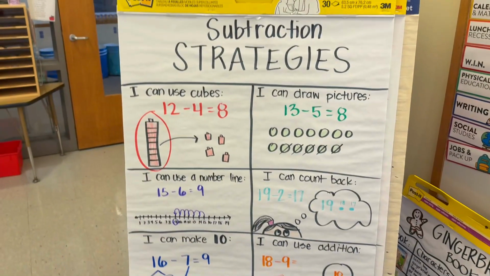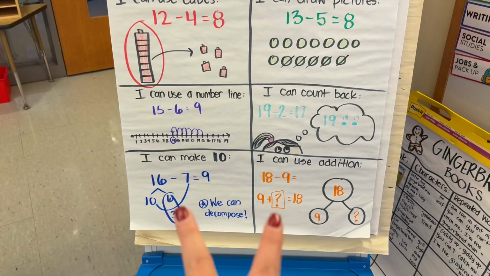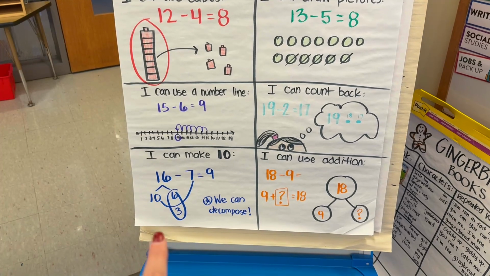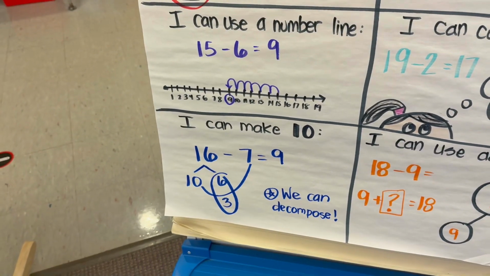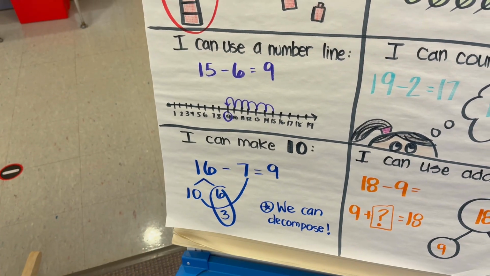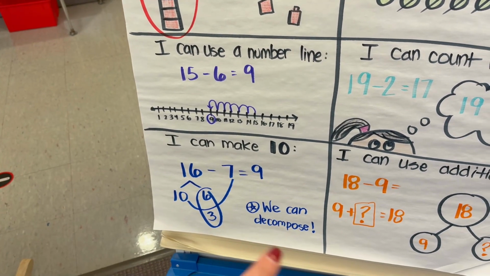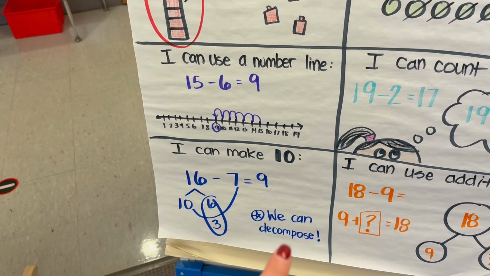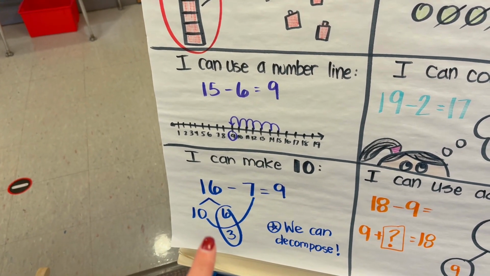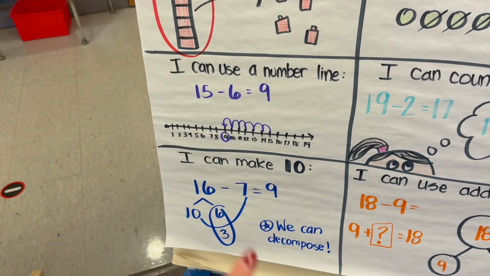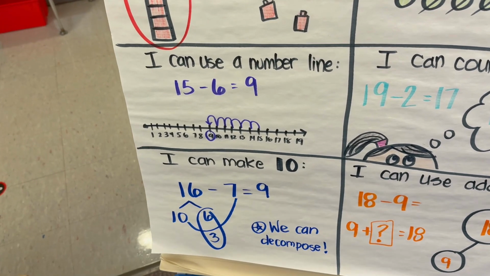All right, walking back over to our strategies chart here, we have our 2 trickiest ones, which is I can make 10 and I can use addition. Now, if you watched last week's video, I talked about this one a little bit. It is a doozy, but what I love about this is it really teaches students that we can decompose. So most of my students do not master this the first time, and that's okay, but it does teach them that we can decompose these numbers.